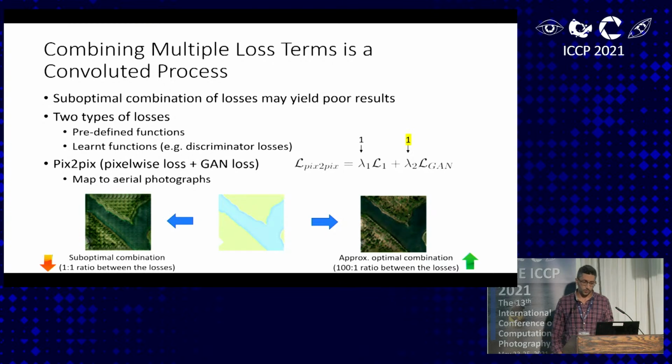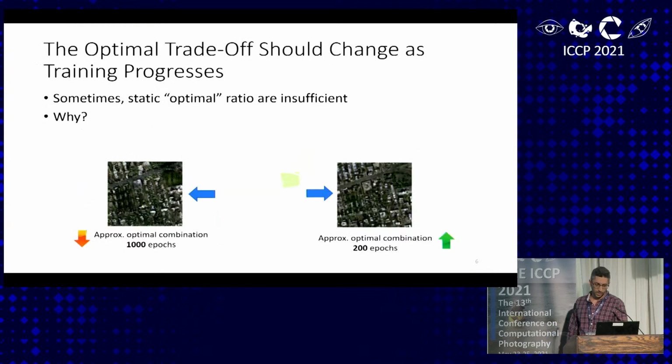However, when training with a suboptimal combination, such as equal weights between the losses, the model yields poor results. This can be attributed to the domination of the discriminator loss over the pixel-wise loss, which in these settings is scaled by 100. In other scenarios, the optimal combinations of loss terms may change during training.